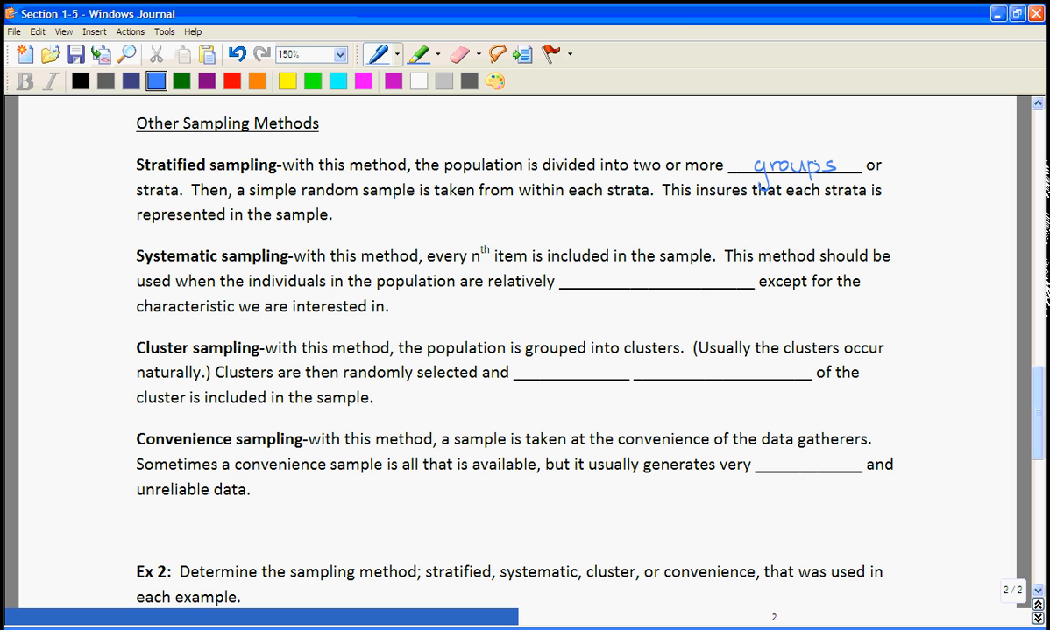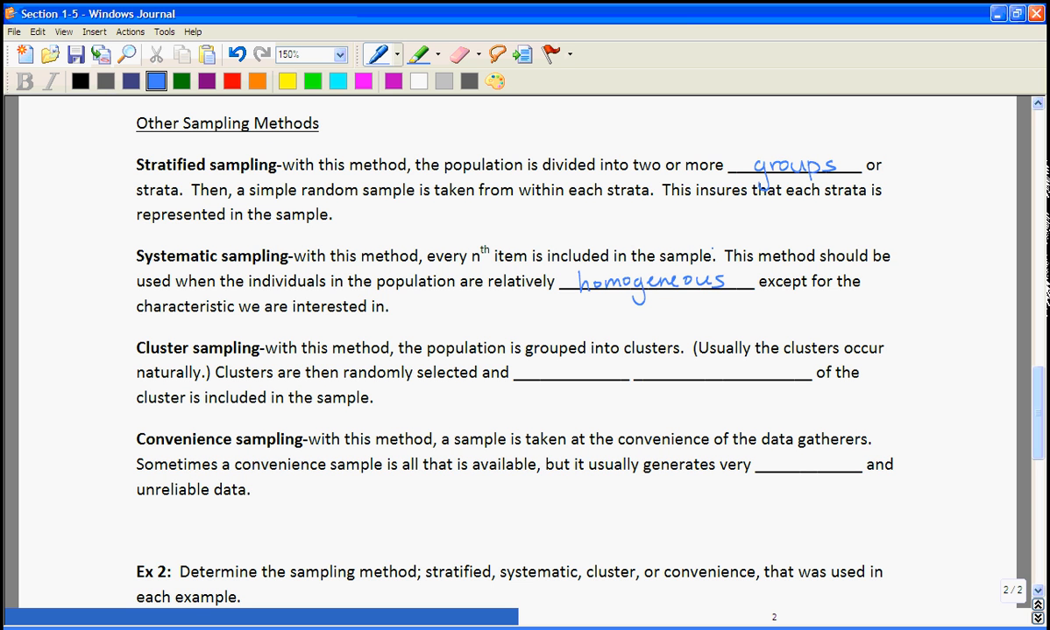Then you have systematic sampling. With this method, every nth item is included in the sample. So n meaning it can be some number. With this method, it'll be used when most of the individuals or objects in the population are relatively homogeneous, meaning they're pretty much the same except for whatever characteristic we're interested in that could differ from individual to individual. Cluster sampling is when the population is grouped into clusters, and usually the clusters occur naturally.